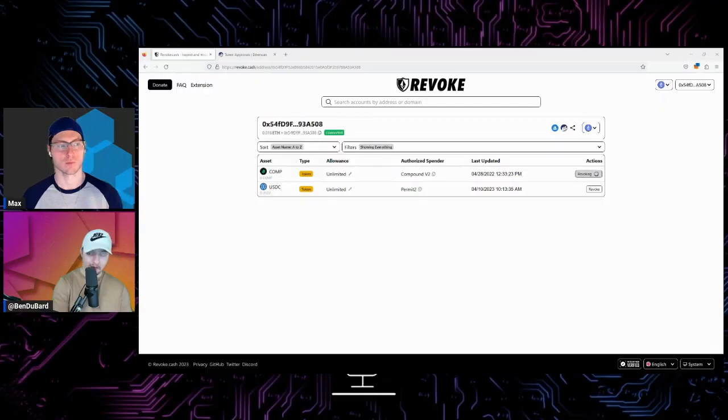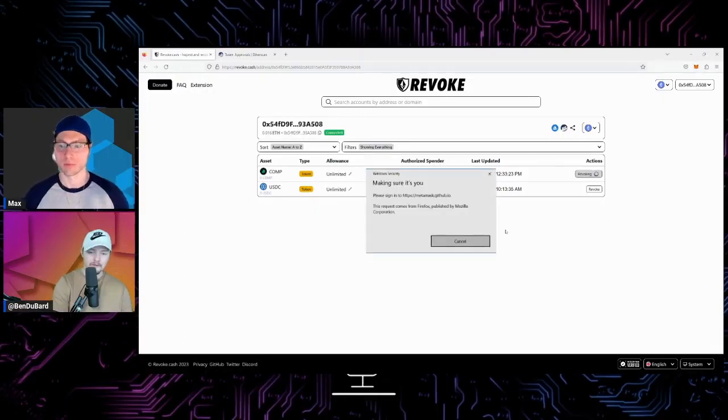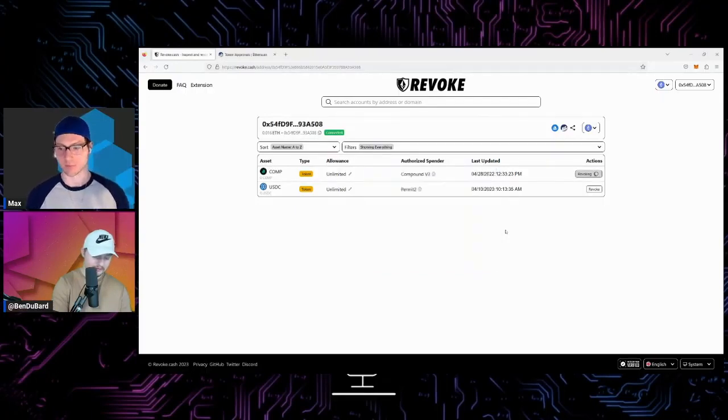So I'm going to log into my hardware wallet and enter the PIN. We did a whole tutorial on the hardware wallets last time, so if you're confused about that, definitely check that out. And then I approve it on the hardware wallet, so it's like two-factor authentication. And now I've revoked permission.